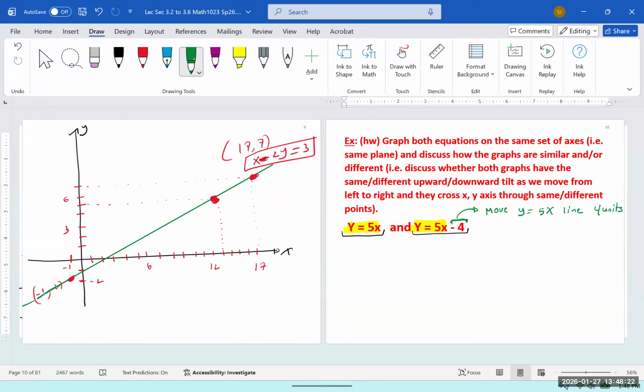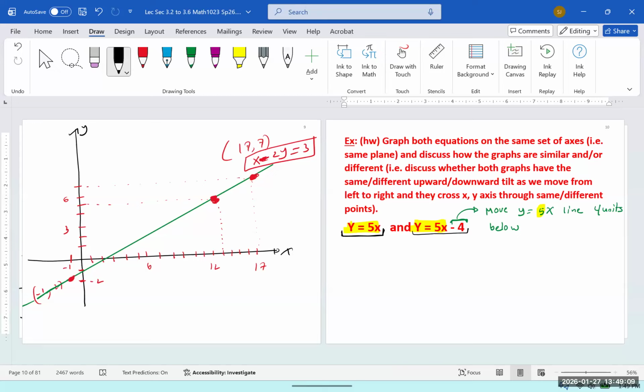Let me put here. 4 units below. That's it. So take your y equals 5x line and then drop it down 4 units below. The slope is 5. This is your slope and this is your y-intercept. So here I'm going to use the last method to draw y equals 5x and then just drop it 4 units down.